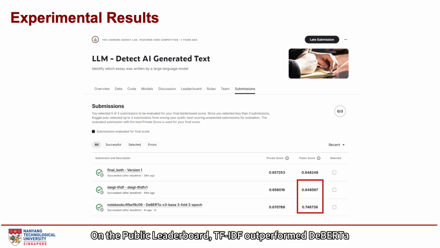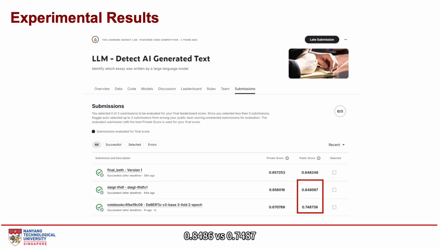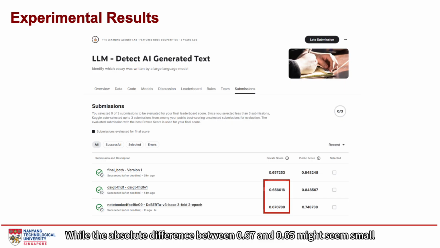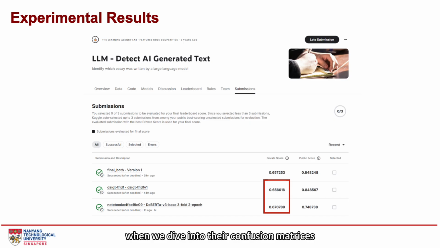On the public leaderboard, TF-IDF outperformed DeBerta, 0.8486 versus 0.7487. Yet, on the truly unseen private leaderboard, DeBerta proved to be far more robust, scoring 0.6708, surpassing TF-IDF's 0.656. While the absolute difference between 0.67 and 0.65 might seem small, when we dive into their confusion matrices, we uncover a fundamental difference in their underlying decision mechanisms.